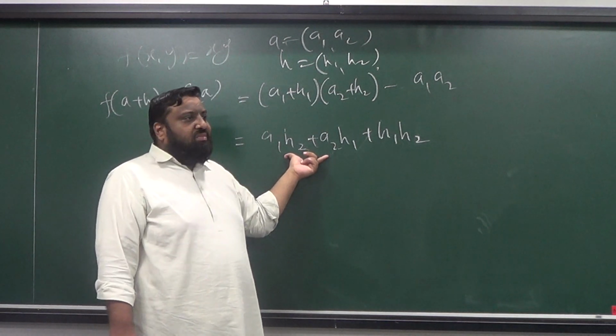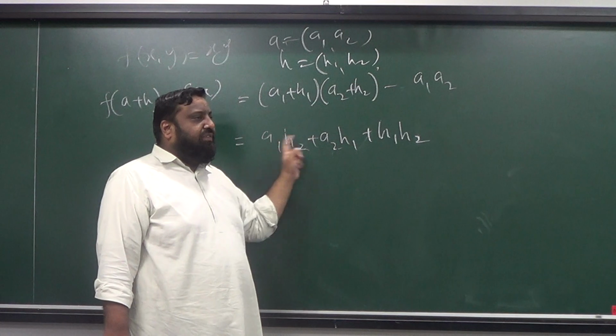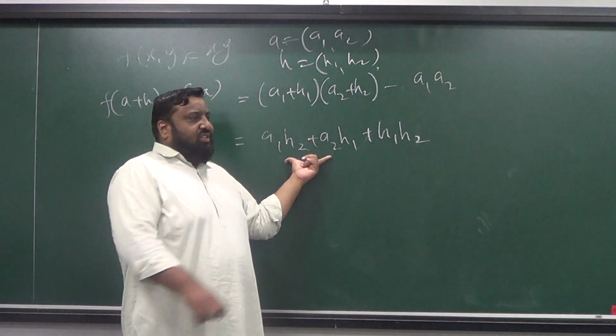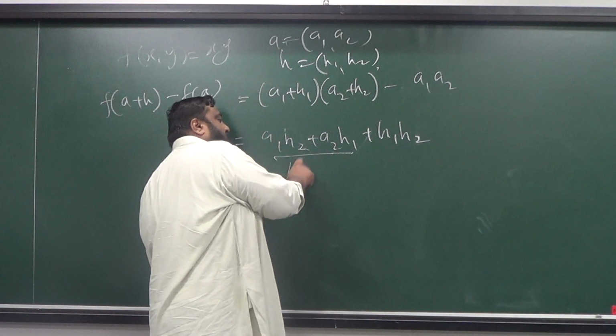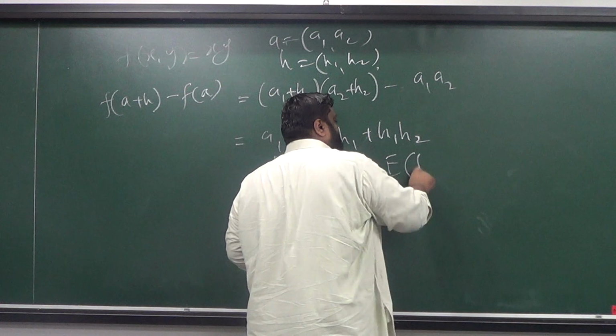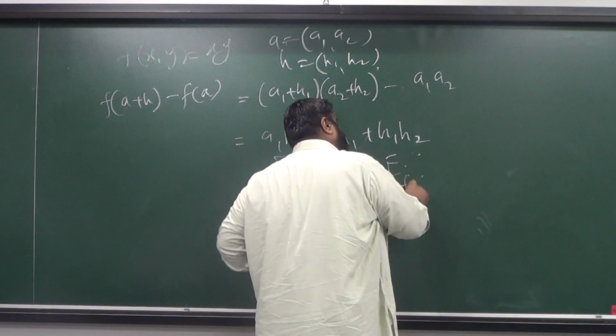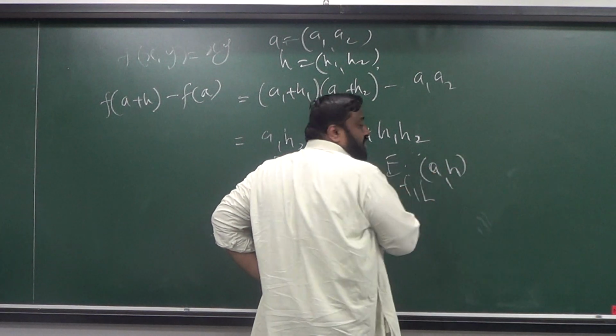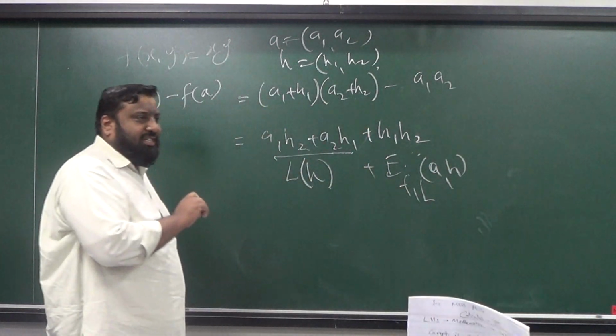Why is this a linear term? Because a1 and a2 are fixed numbers. So the degree is 1 actually. So we have no other choice except saying that this is my L of h and I should treat this as the error. This is a more satisfactory explanation then.